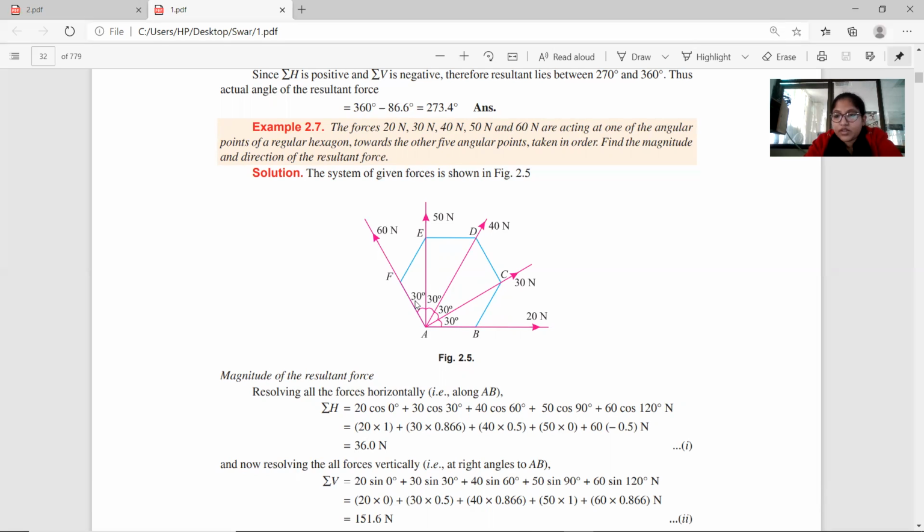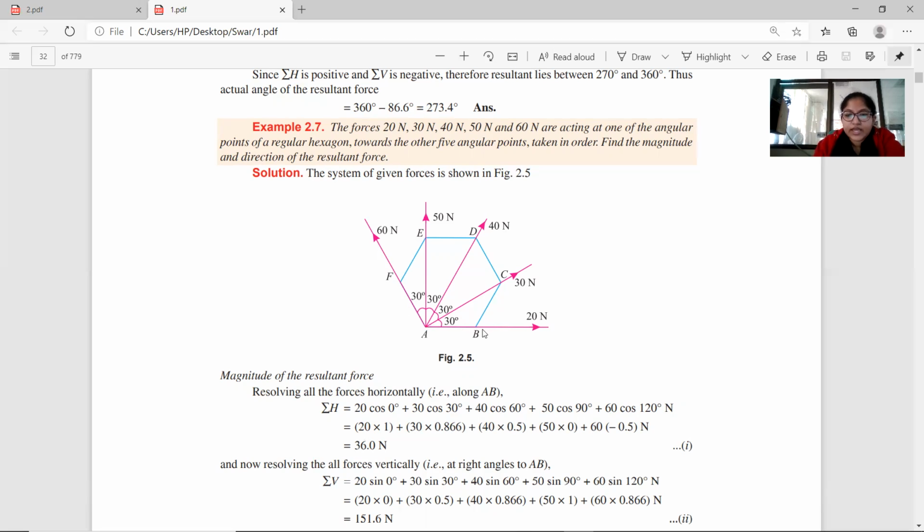Okay, so now we are resolving these forces into two components, which are cos theta and sin theta. For the horizontal direction we take cos theta. For the vertical direction we take sin theta. So sigma h equals 20 cos 0. Why cos 0? Because there is no angle between this force and the horizontal direction, so that angle we count as 0.